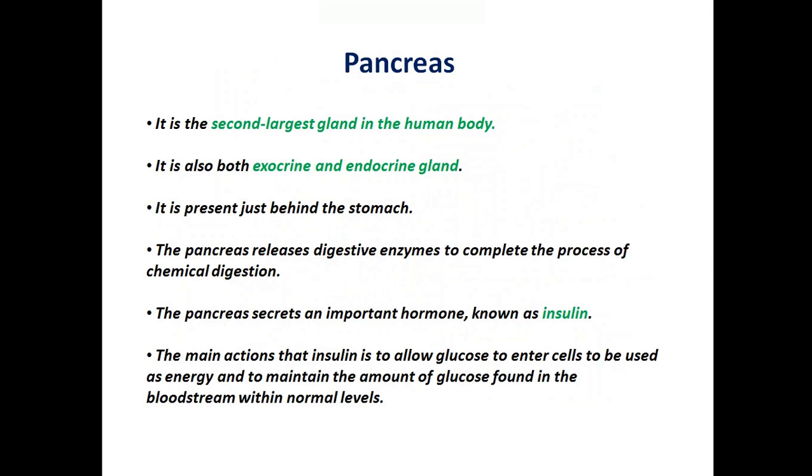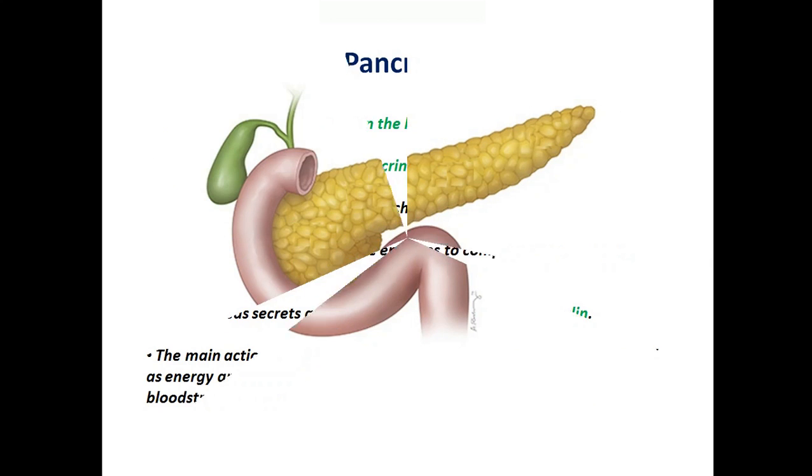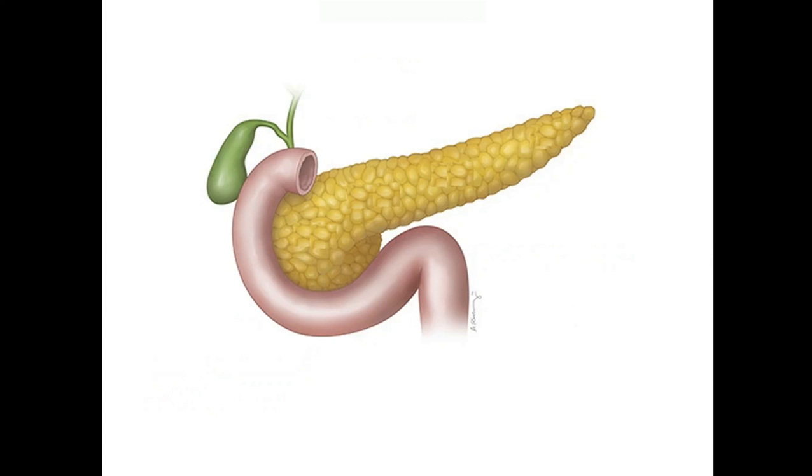Pancreas. It is the second largest gland in the human body. It is also both an exocrine and endocrine gland. It is present just behind the stomach. The pancreas releases digestive enzymes, to complete the process of chemical digestion. The pancreas secretes an important hormone, known as insulin. The main action of insulin is to allow glucose to enter cells to be used as energy, and to maintain the amount of glucose found in the bloodstream within normal levels. Here's a picture of the pancreas.